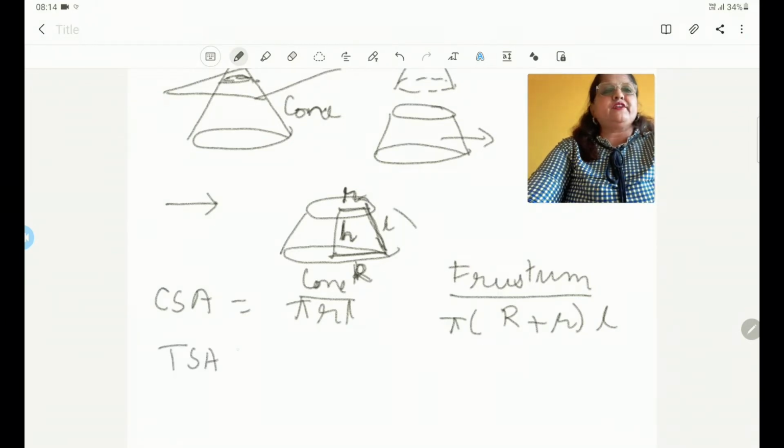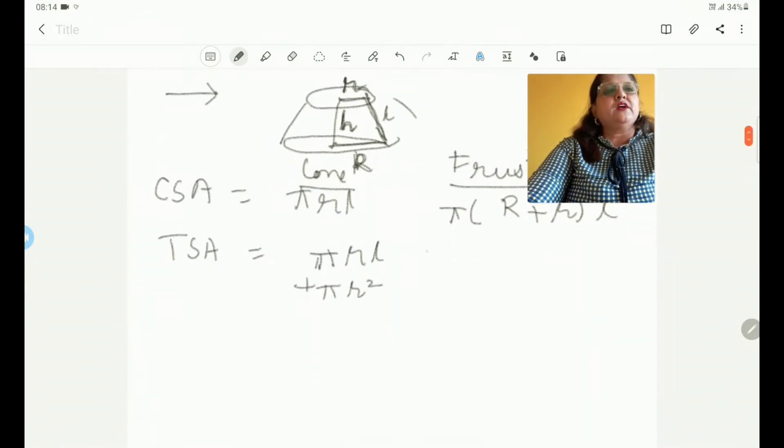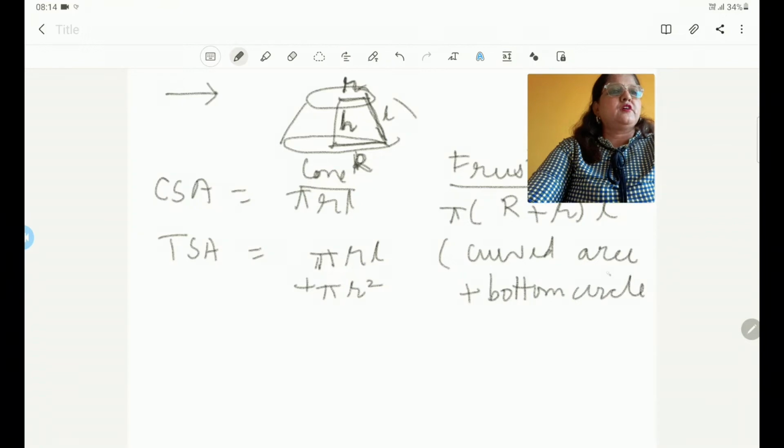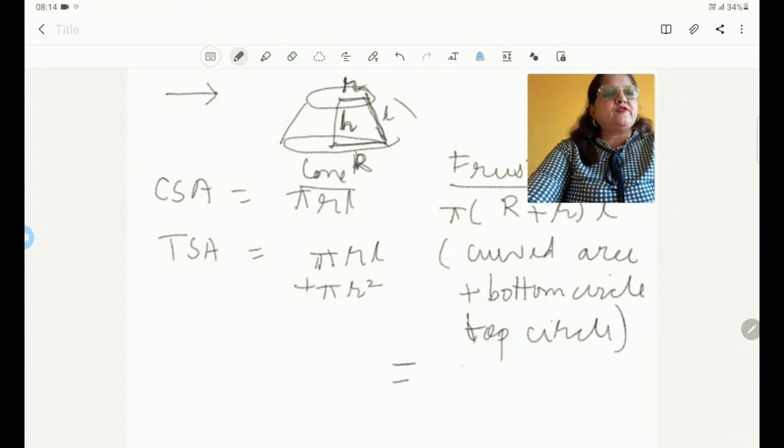For total surface area, also take the reference of a cone. Total surface area for a simple cone is pi rL plus pi r square. I am teaching you a way to remember the formula. So for the frustum of a cone, what you have to do? Curved area plus bottom circle plus top circle. The curved area we have already found above: it's pi (R plus r) times L. The top circle's area is pi r square, the smaller circle. The bottom circle's area is pi R square, the bigger circle.